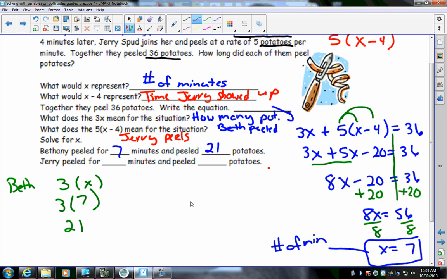Now, Jerry didn't peel for 7 minutes. How many minutes did he actually peel? 3, because you do X minus 4, 7 minus 4, that's 3 minutes. Jerry peeled for 3 minutes, and to figure out how many he peeled, it was 5 potatoes for each minute. So he peeled 15 potatoes. These two numbers together are supposed to add up to 36 because that's the total they peeled.